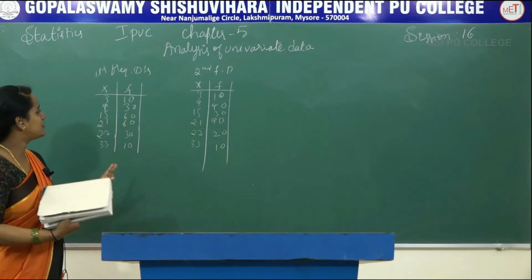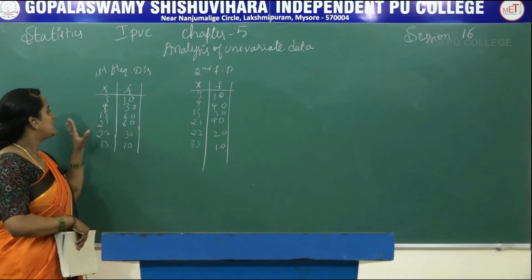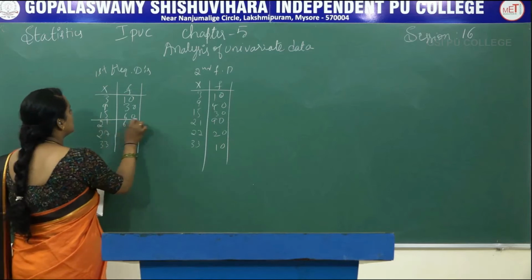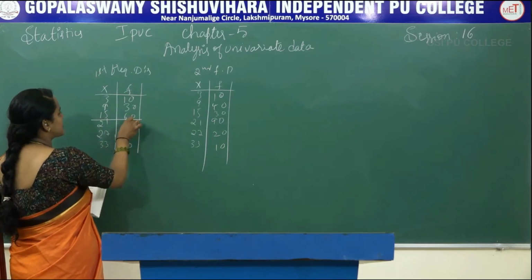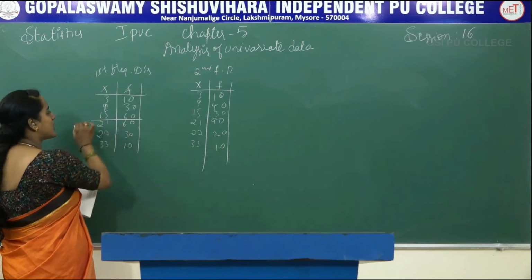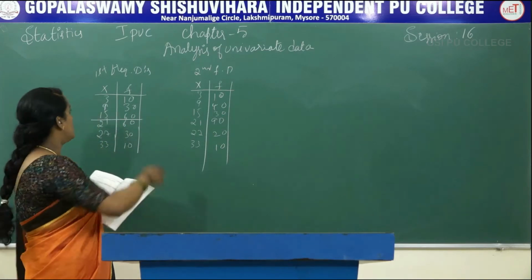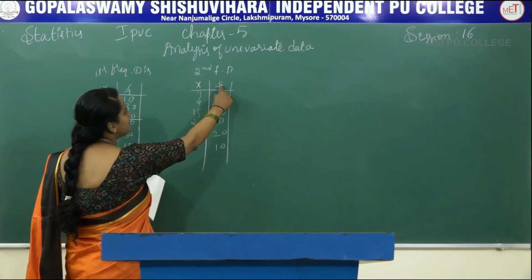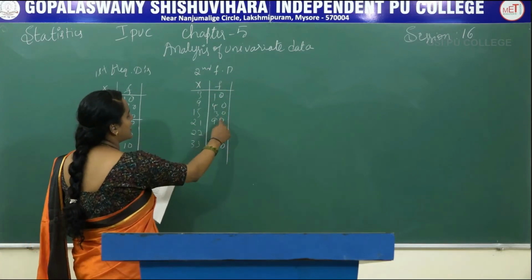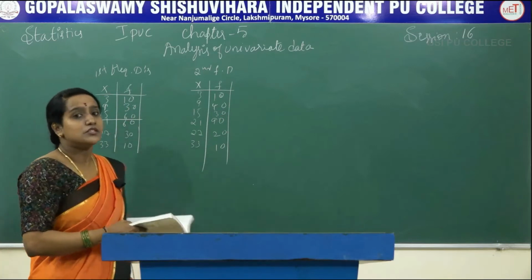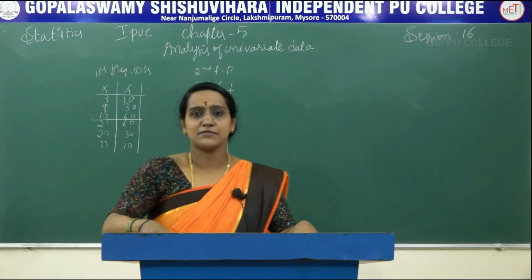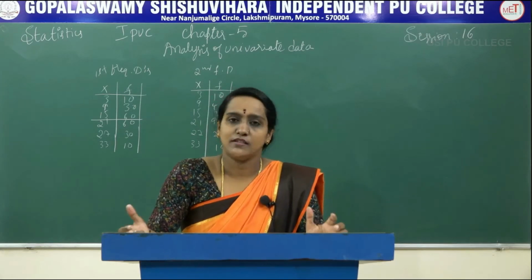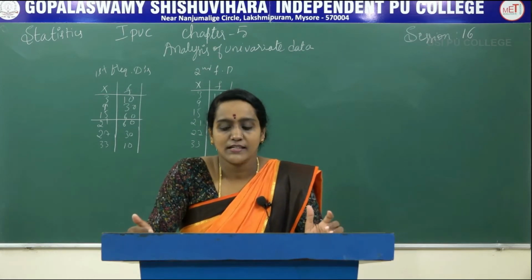You just observe these two frequency distributions. In the first frequency distribution, the frequencies are symmetric. You just see 10, 30, 60, 60, 30, 10. This is symmetric about the central value. But for the same x values, in the second frequency distribution, the frequencies are varying. We are having different frequencies. So for the same x values, in one distribution the frequencies are symmetric, and in the other distribution the frequencies are not symmetric.